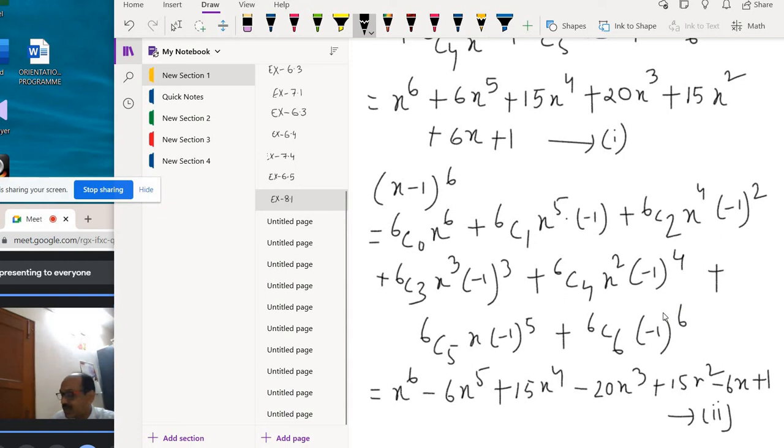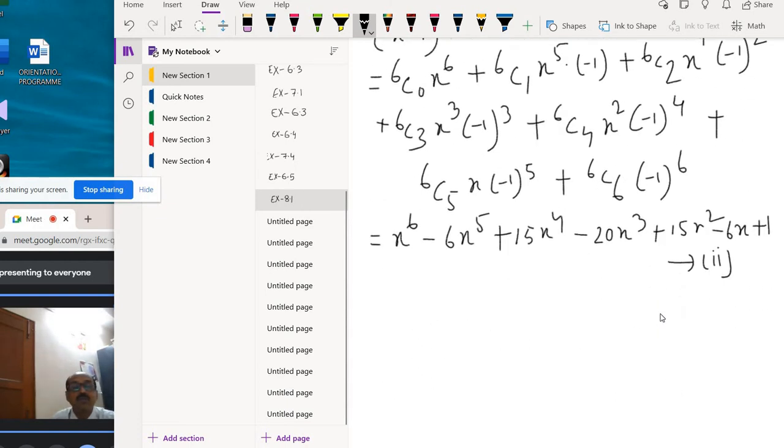Now as per the question, equation 1 plus equation 2. Here x is equal to root 2. Now equation 1 plus equation 2.